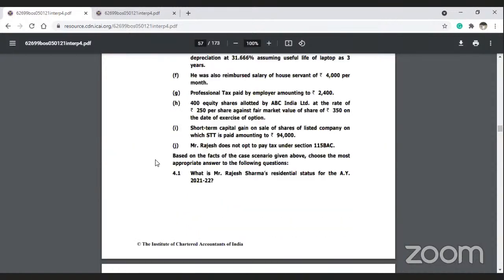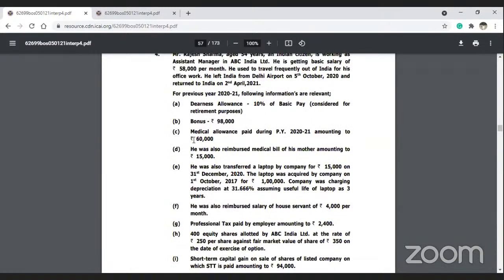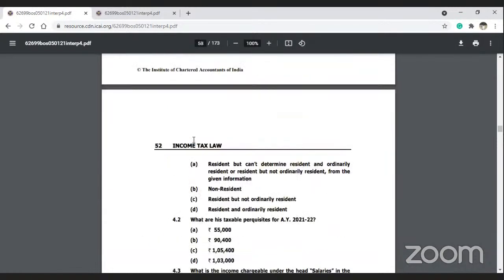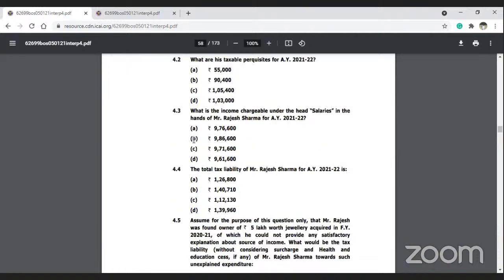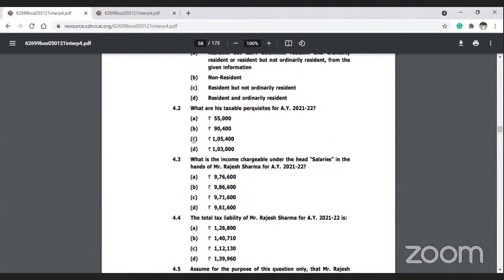What is the amount of that allowance? 60,000. Okay, 60,000 plus 60,000. He has not been reimbursed, so that is coming to gross salary, which is coming to 10,29,000. Is it correct? Yes, 10,29,000. And then standard deduction of 50,000 and professional tax. 976,600.